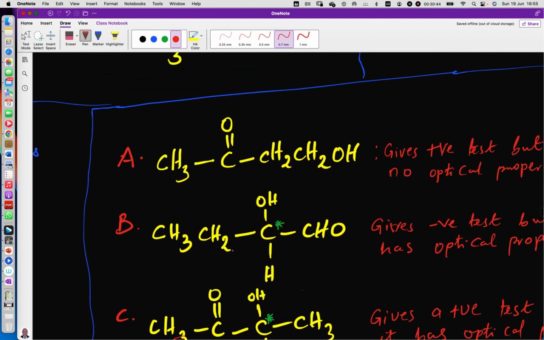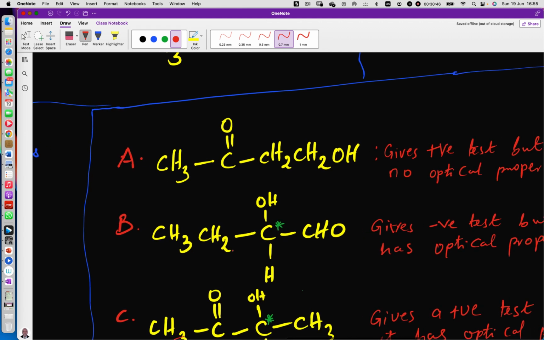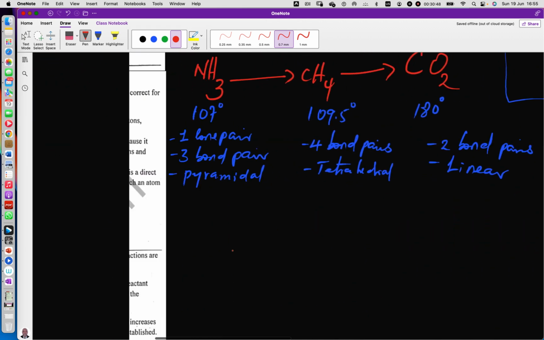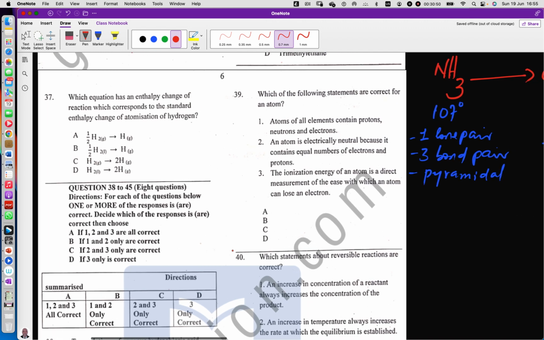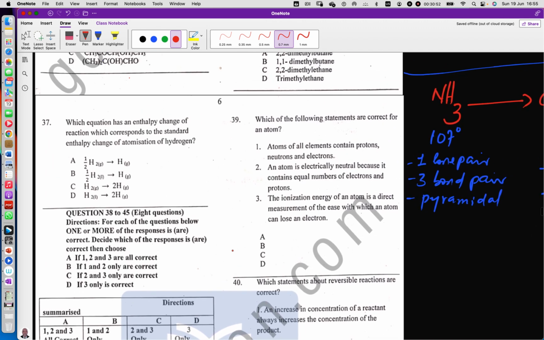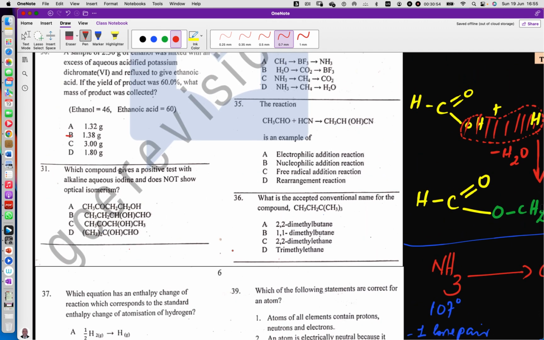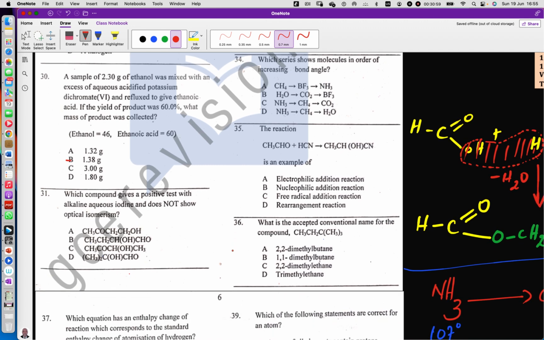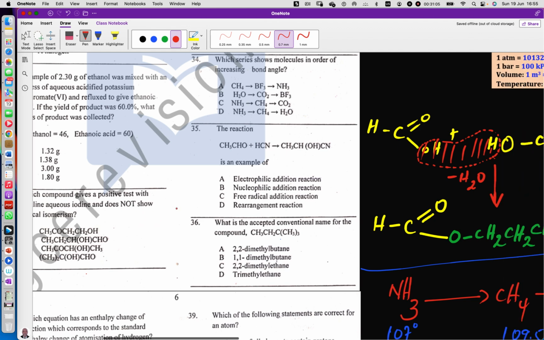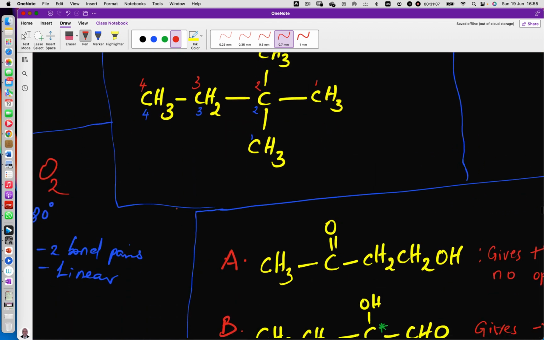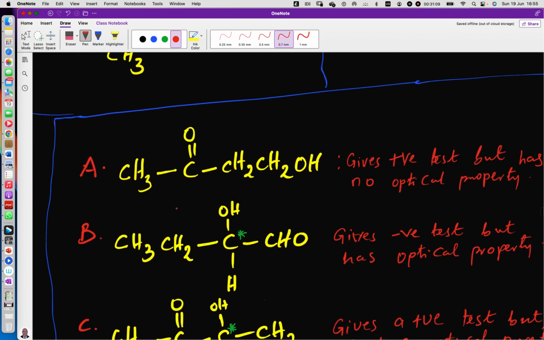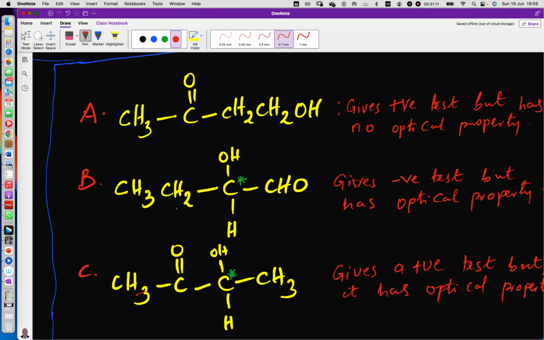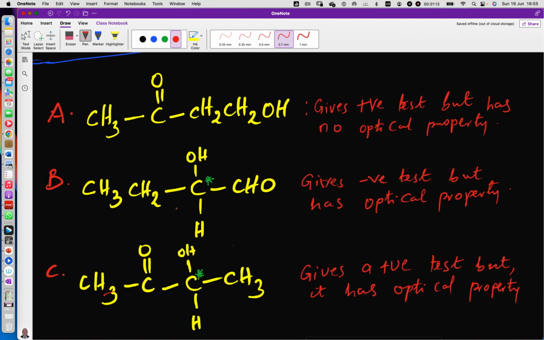They said it must give a positive test with alkaline aqueous iodine, but should not show optical isomerism. So let's analyze our compounds. The first thing you do is draw the structures of the different compounds and analyze them.